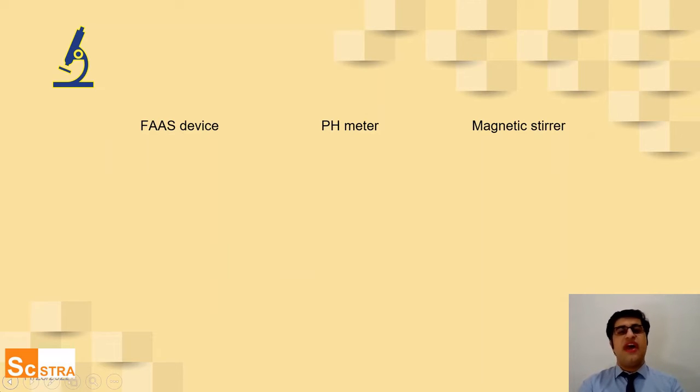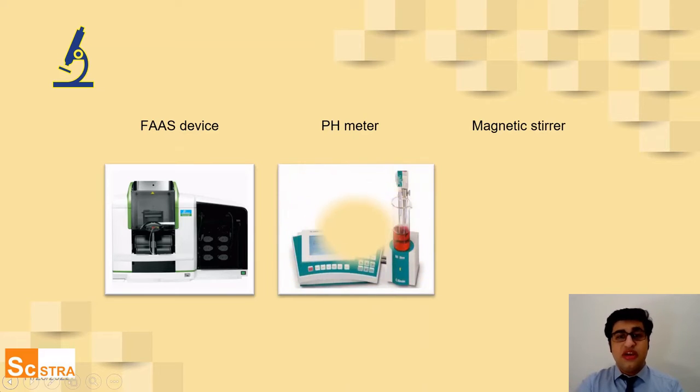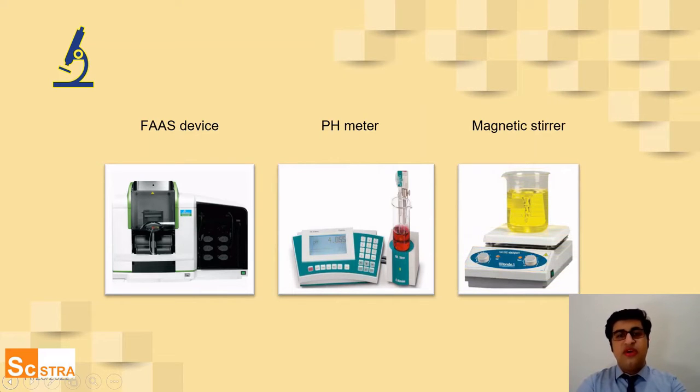For this research, I used various devices such as flame atomic absorption spectroscopy to check the concentration of heavy metals, and also a pH meter to check the pH of solutions and a magnetic stirrer for mixing solutions, etc. Also, to increase the accuracy of the solutions prepared with a specific concentration, the concentration was determined once before and once after the filtration process with the flame atomic absorption spectroscopy device.